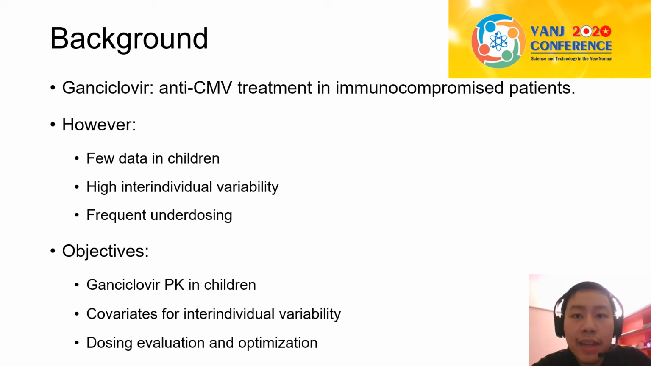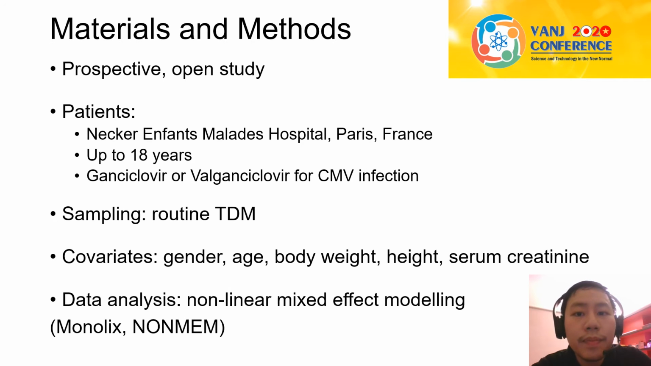Firstly, to describe the Ganciclovir PK in children preventively or curatively treated for CMV infection. Secondly, to identify the covariates that may explain the aforementioned inter-individual variability. And finally, to evaluate different dosing regimens and determine an optimal dosing schema in this population.